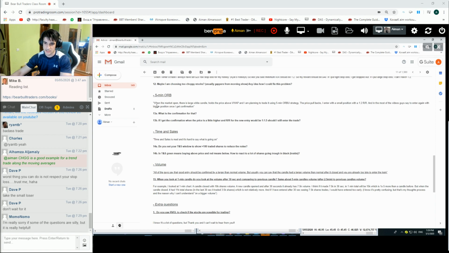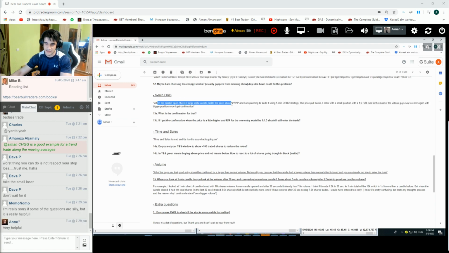Now, 5-minute open range breakout. When the market opens, there is a large candle that holds the price above VWAP, and I'm planning to trade using the 5-minute open range breakout strategy. The price pulls back, I enter with a small position, 2-to-1 risk to reward. In most of the videos, guys say to enter again with a bigger position once I get confirmation. I don't do that. I usually enter with the same risk to reward, fixed risk, the one which I risk.